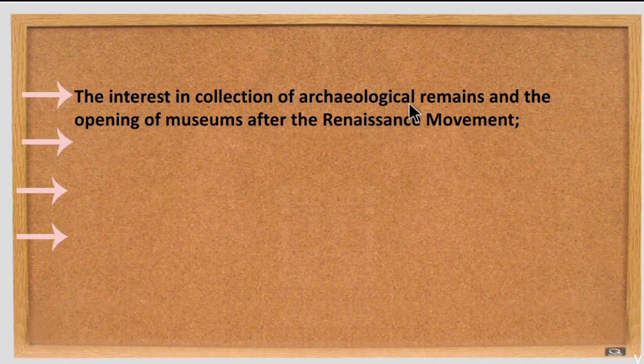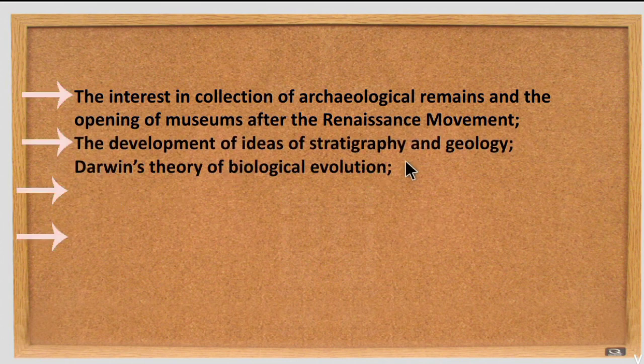The interest in collection of archaeological remains and the opening of museums came after the Renaissance movement. The Renaissance movement is also called a revolutionary movement. When history was started, people got the interest to collect archaeological remains, meaning the used objects that were left behind by past people. They got the interest to open museums to display whatever they collected. Then came the development of ideas of stratigraphy and geology, and Darwin's theory of biological evolution. We can see all these later.